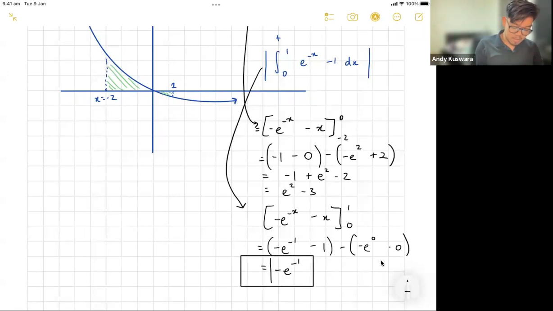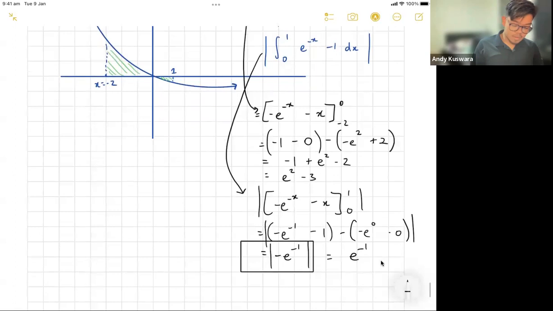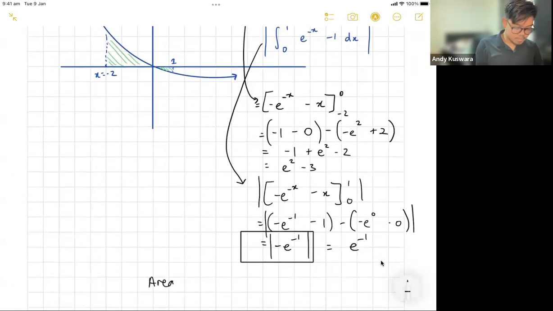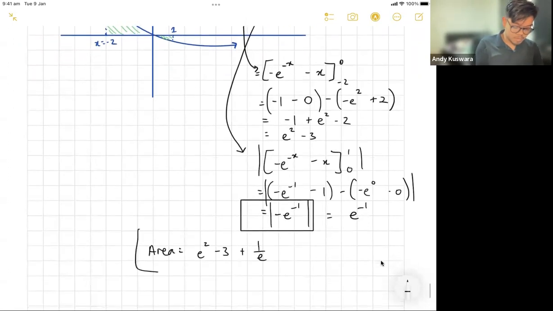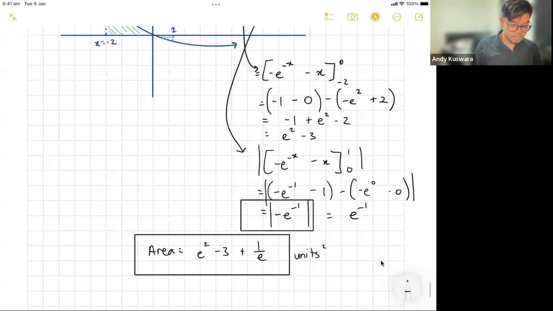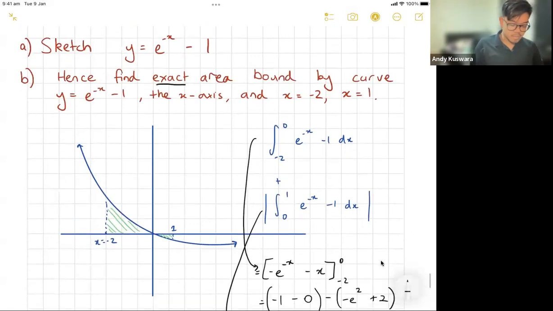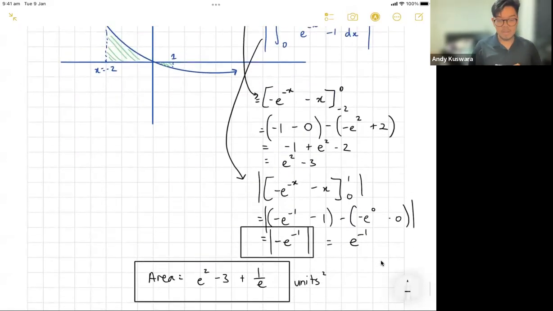We take the absolute value here, because these should have been all absolute valued. And this will just give you e to the -1. And so the total area is just going to be e squared minus 3 plus 1 on e, because that's e to the -1. And that there's your exact area, units squared. They've asked for exact, so I'm not putting that in the calculator. I'm just evaluating as is. And that should be it.